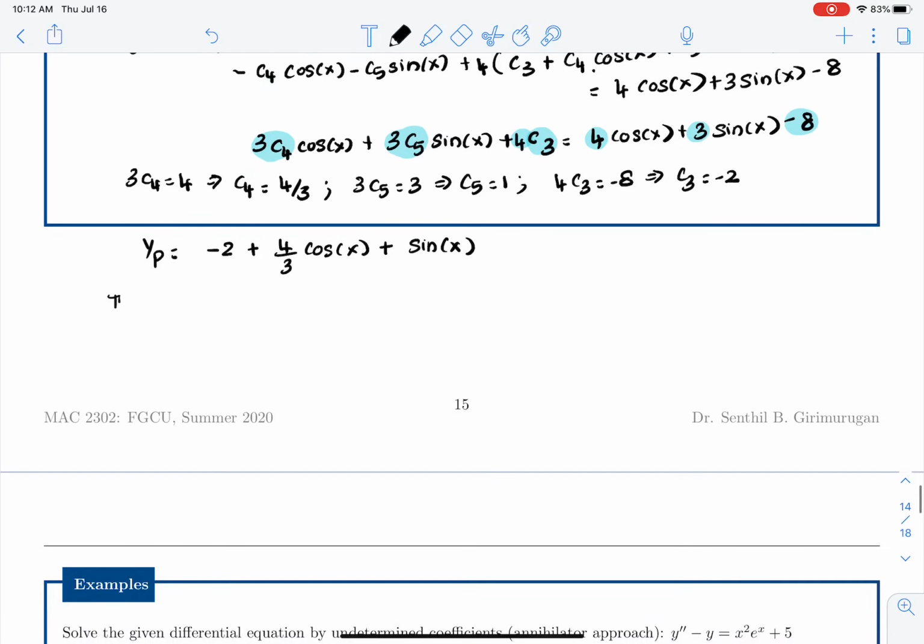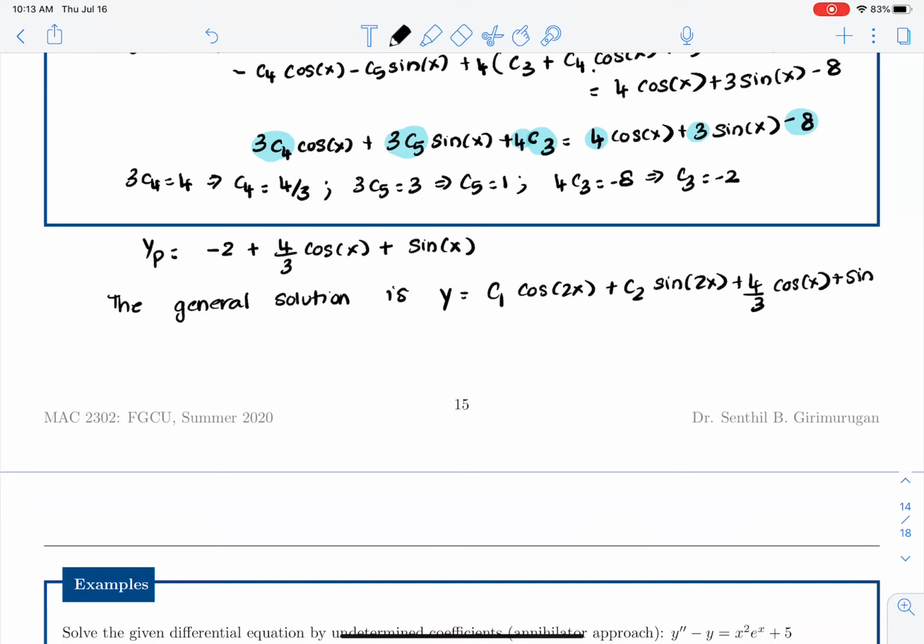So the general solution is y equals c1 cosine 2x from earlier, c2 sine 2x, plus 4 over 3 cosine x plus sine x minus 2.